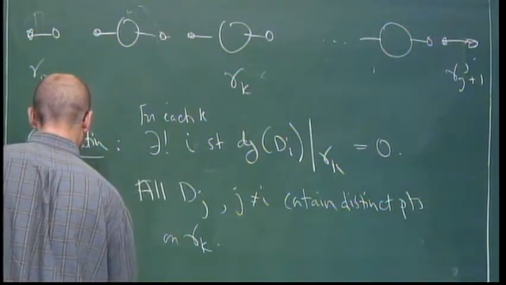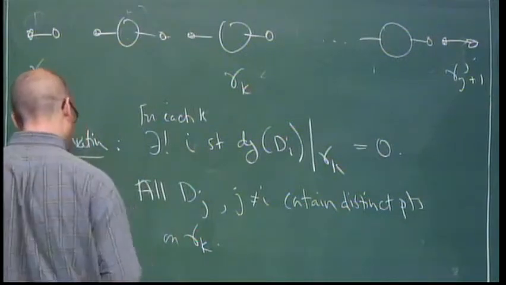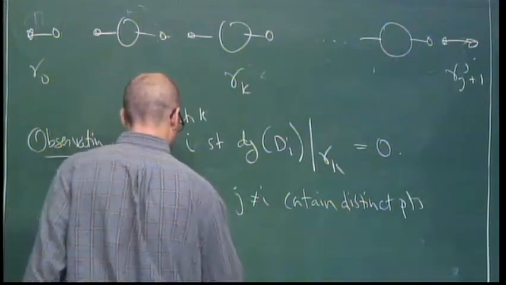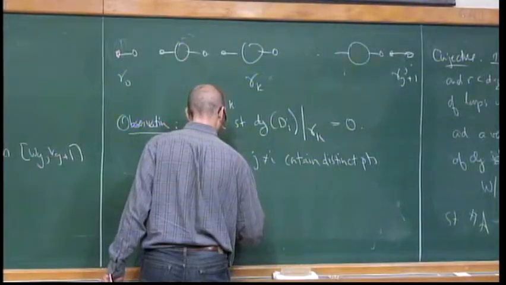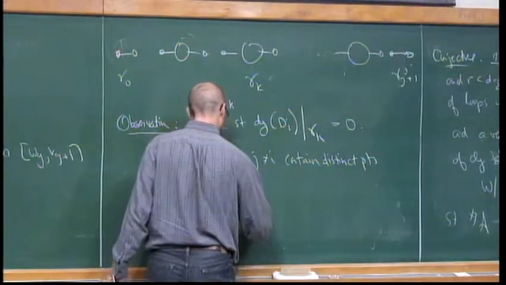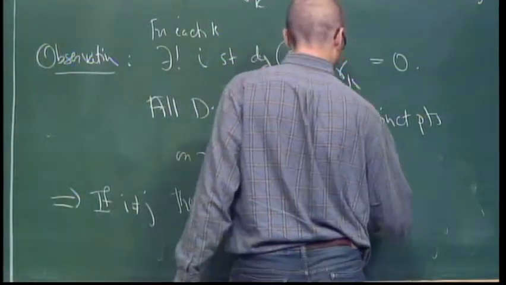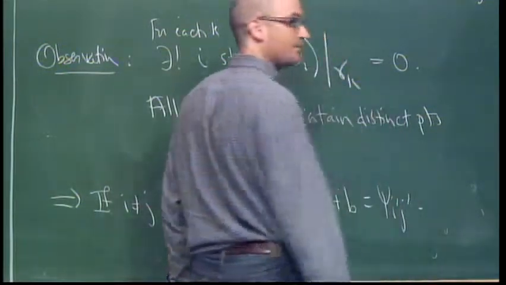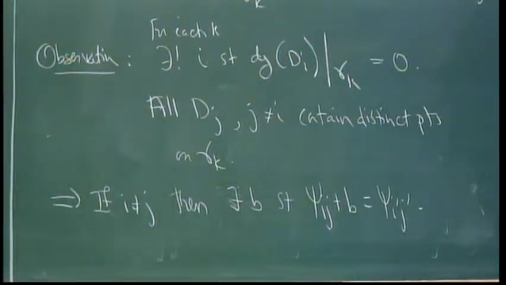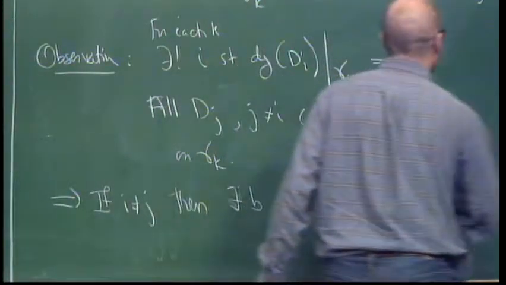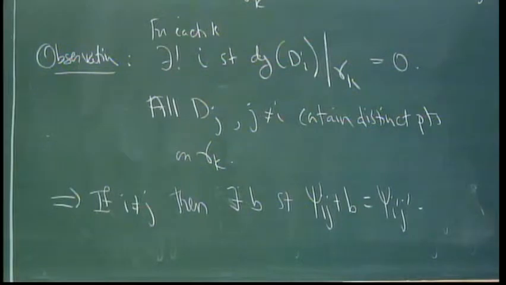So as a consequence, if i is not equal to j, then there does not exist any constant b such that psi ij plus b is equal to psi i'j'. So if you're trying to get the minimum to occur twice on one loop, you have to have at least 3 psi ij's involved. You can't just have 2 that agree on the whole loop. Okay, so now you have 3 involved, and one of them does not attain the minimum on the entire loop.